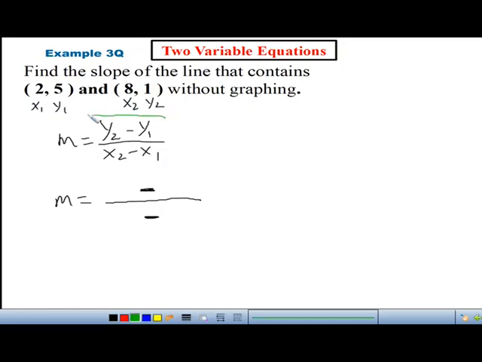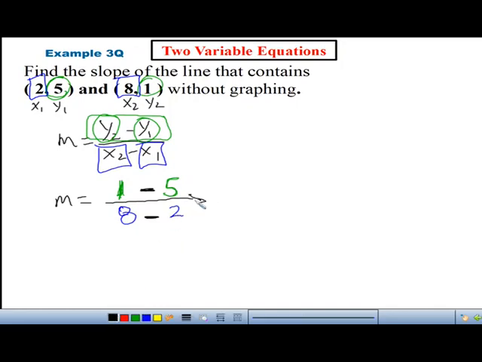I'm going to start with the numerator. We're going to start with y sub 2. What is y sub 2? Oh, y sub 2 is right here, which is 1. Y sub 1 is 5. There it is. Okay, next. What is x sub 2? X sub 2 is 8. And x sub 1 is 2.